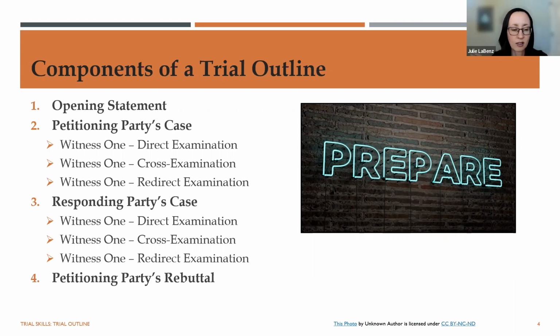Now, that could be the petitioning party themselves. They could retake the stand. In other words, it could be one of the witnesses that testified during their case in chief, or it could be a new witness.